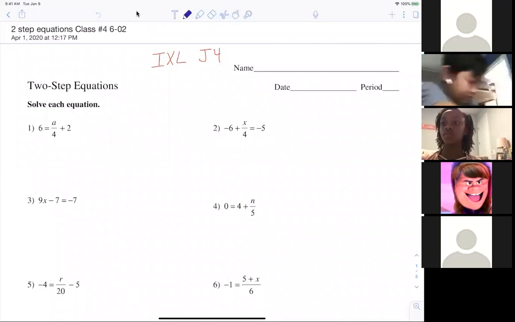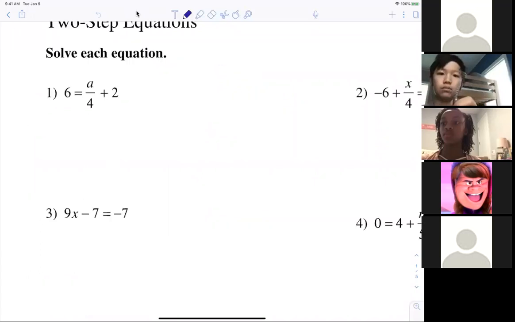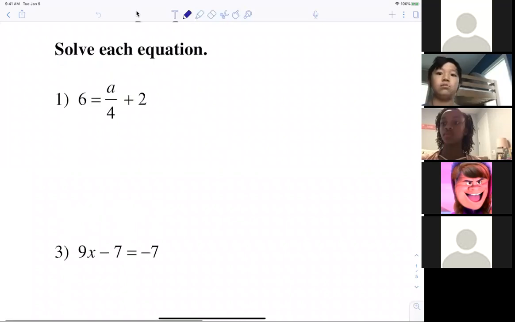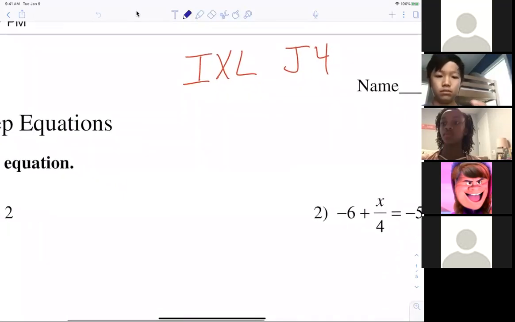But right now, we're going to solve what's referred to sometimes as multi-step equations. Sometimes we just call them two-step equations. So let's start. I'll do the odds. Your homework is to do the evens, then submit your work, and then just do IXL J4, okay?